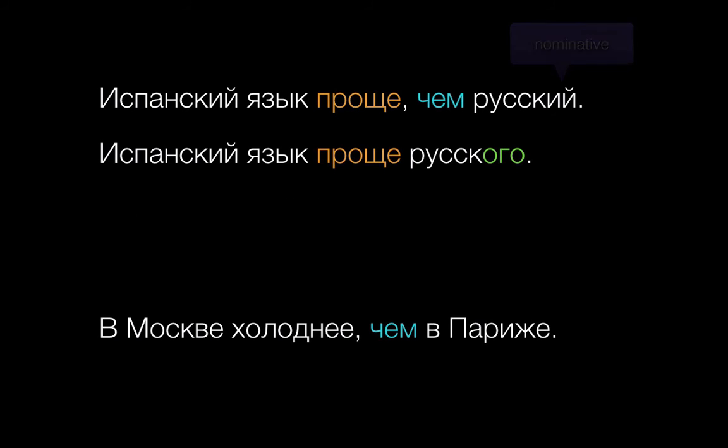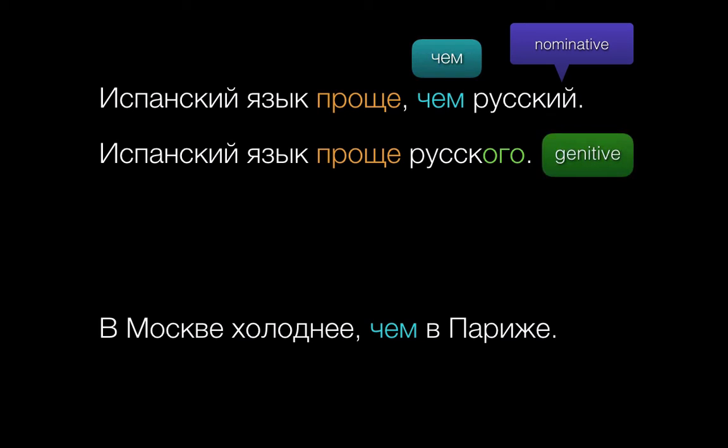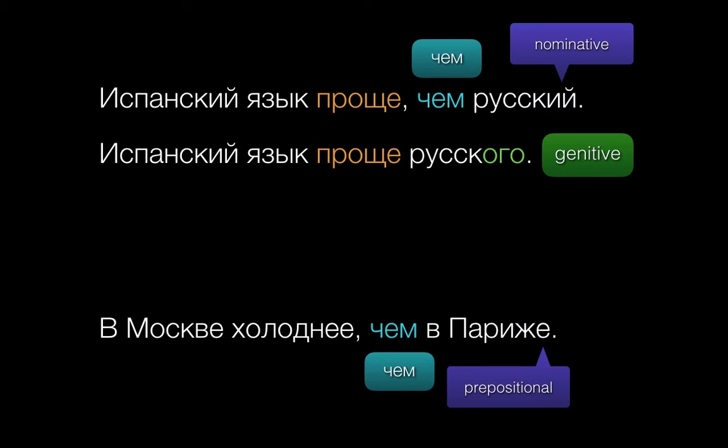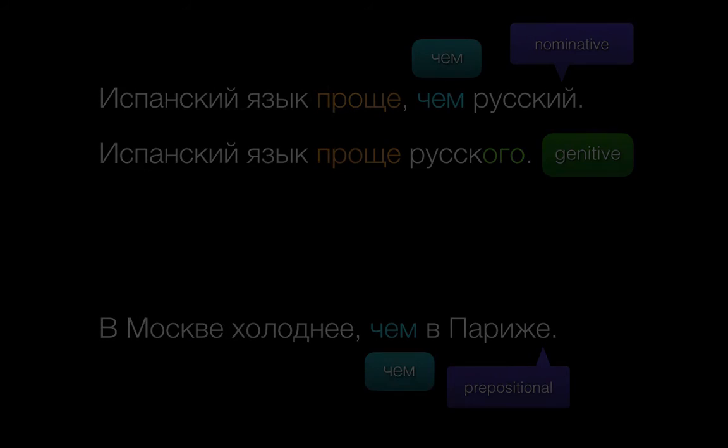So this means if we're comparing things that are in the nominative case, we can leave чем out using the genitive for that second noun. But if we need a different case, then we do have to just use чем so that we can preserve the case that's required by the context. Now, in my experience, this can be a little bit tricky, so let's look at a few more examples.